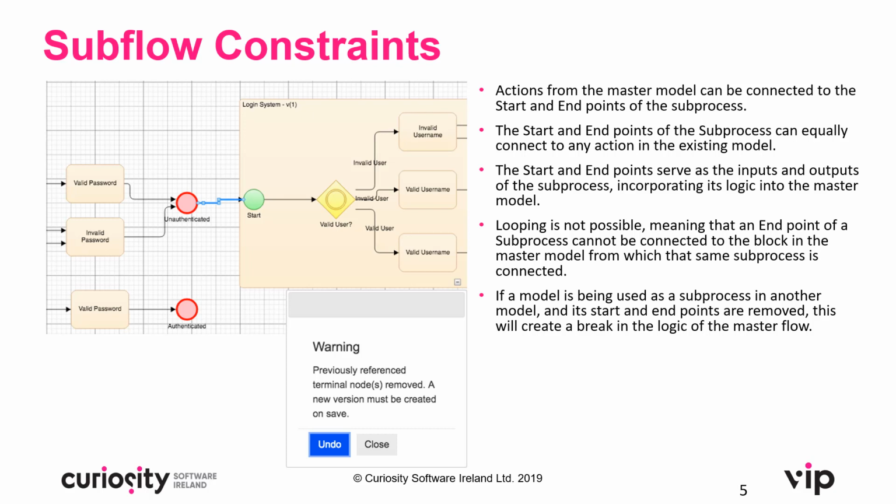If a model is being used as a subprocess in another model and its start and end points are removed, this will break the current logic of the master flow. Therefore, inside a subflow, when removing start or end nodes, a new version must be saved to maintain this integrity.